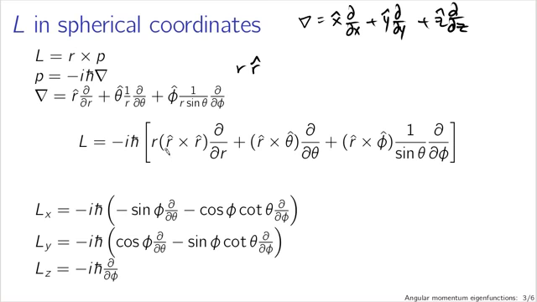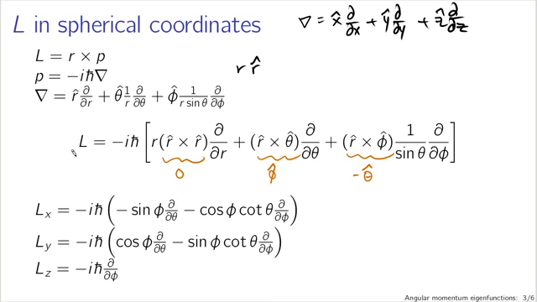This can be simplified slightly. You know that r cross r is going to be 0. The cross product of any vector with itself is going to be 0, since the cross product depends on the angle between the vectors. They have to be pointing in different directions. R cross theta is going to give me phi hat, the unit vector pointing in the phi hat direction. And r cross phi is going to give me minus theta hat, a unit vector pointing in the minus theta direction. You're therefore only going to end up with two terms, and that will be our angular momentum operator.